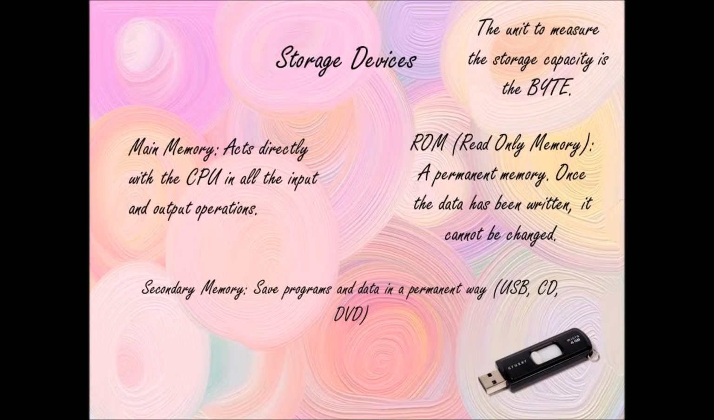The secondary memory saves programs and data in a permanent way. Examples of these are the USB, the CD, and the DVD. And the unit to measure the storage capacity is the byte.